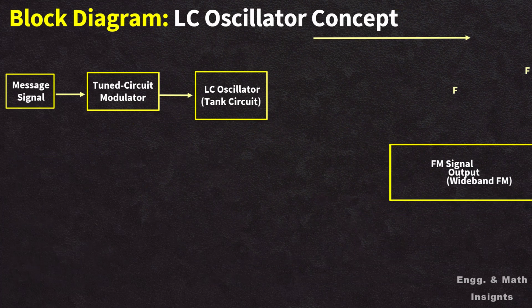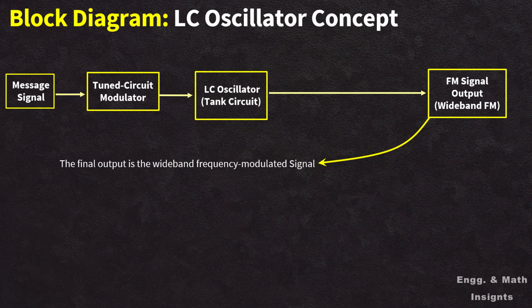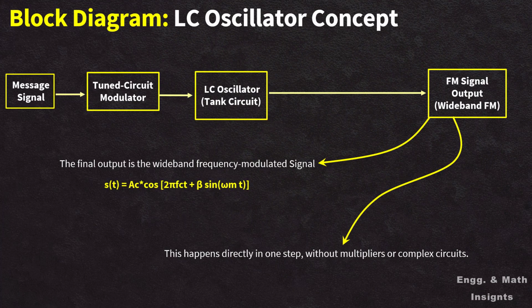FM signal output or wideband FM. The output of the oscillator is the wideband frequency modulated signal itself. This signal contains a carrier whose instantaneous frequency continuously changes according to the message signal amplitude. Because the modulation occurs directly at the oscillator, the method is simple and highly efficient for generating FM at the carrier frequency. The frequency modulated signal is given by s(t) equals Ac cos(2 pi fc t plus beta sin omega m t). Next, we have the automatic frequency control or AFC.